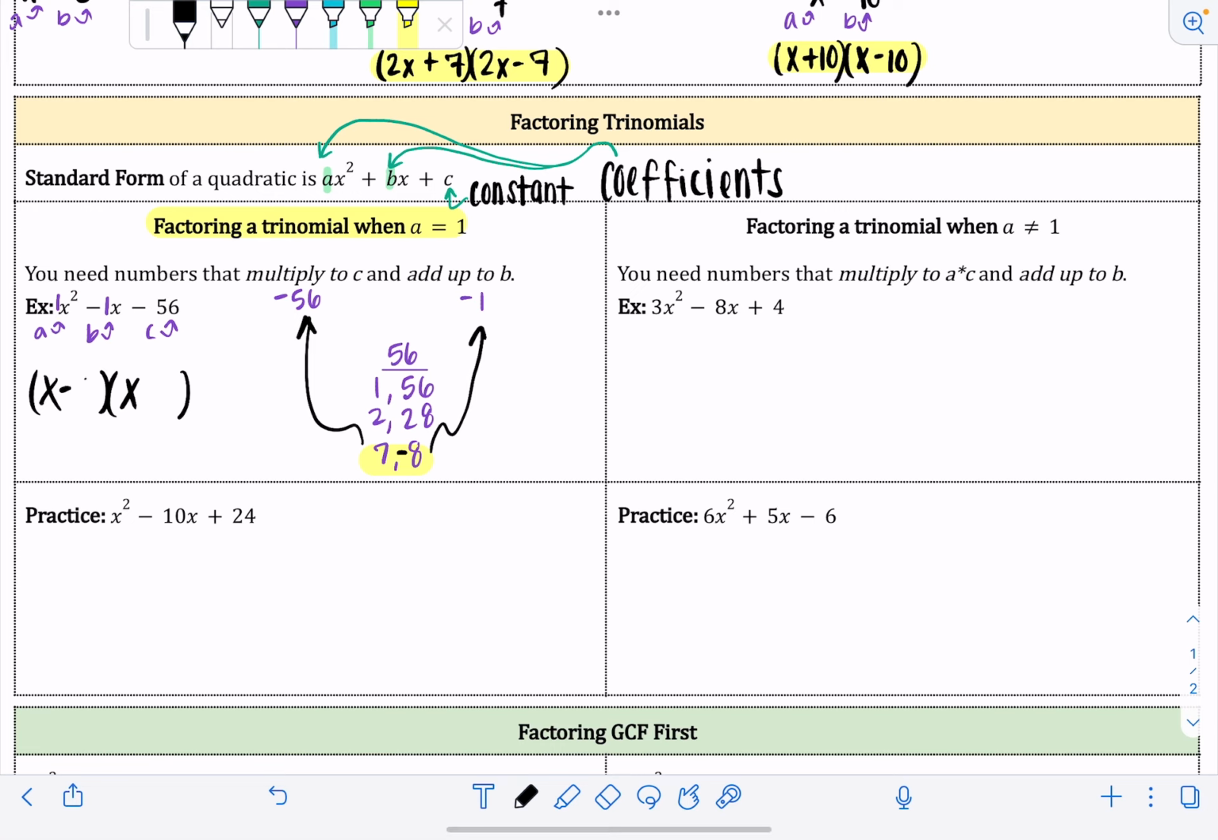So minus 56, and then, oh, not minus 56, sorry, they were not the correct numbers. Our numbers were 7 and negative 8. So it'll be minus 8 and then plus 7.